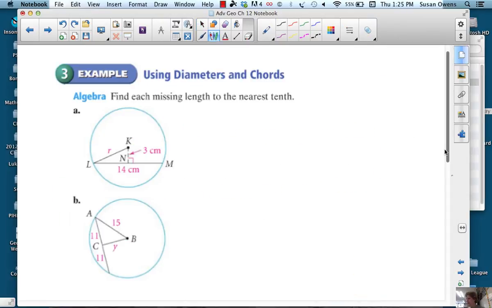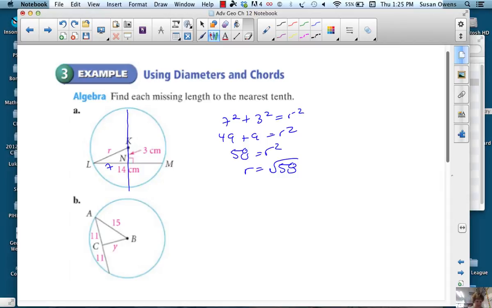So the last couple examples, a little algebra. So if you take a look at it, what we have is a chord and it's perpendicular. So if I want to find the missing length, this is going to be a right triangle. I know that if a diameter, so that's going to be the diameter, is perpendicular to a chord, then it bisects it. So I know that this is 7. And so what I can do is the Pythagorean theorem. So 7 squared plus 3 squared equals r squared. So 49 plus 9 equals r squared. Add those together, 58 equals r squared. R equals root 58. And it tells me to put that on my calculator, so I'll do it. And I get about 7.6. Look for units, centimeters.